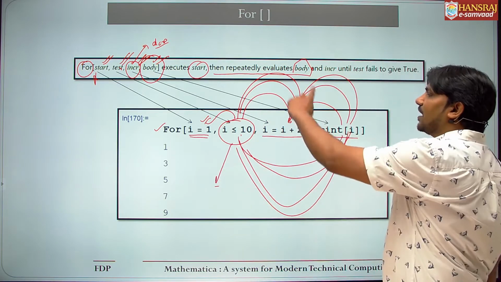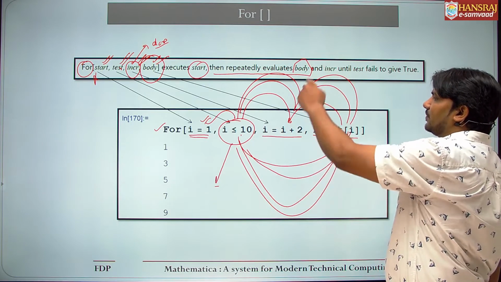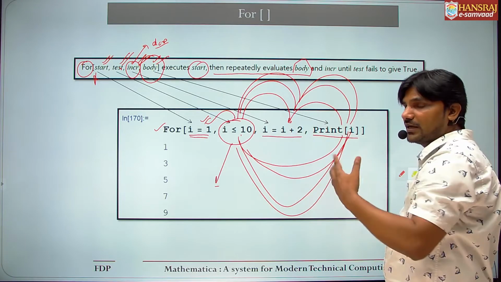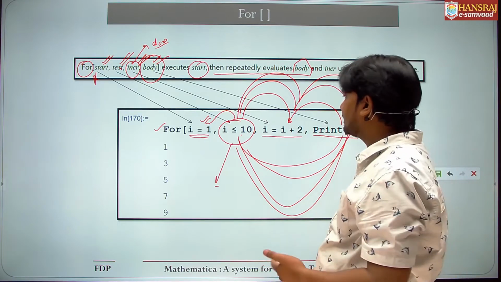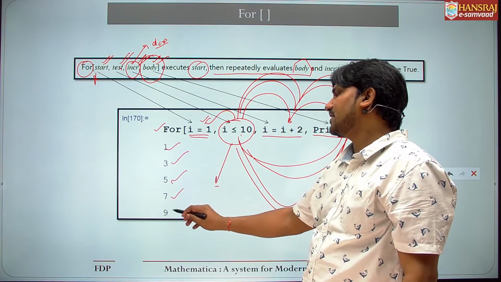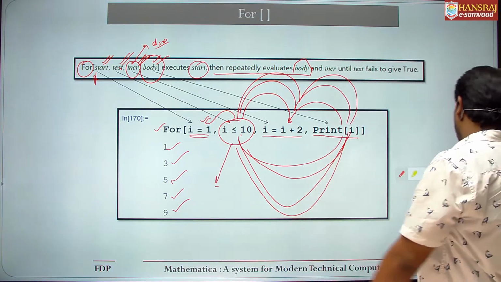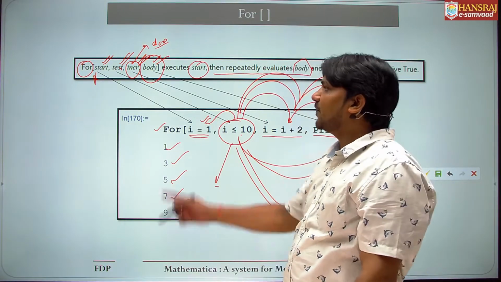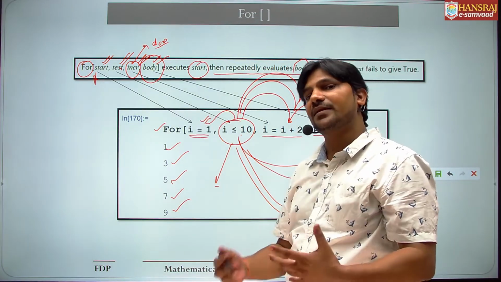So you can see the progression, how it will execute your for loop iteratively, right? And the answer will be 1, then 3, then 5, then 7, and then 9. So you can understand very easily how a for loop works, what our syntax is, and how we can write a for loop.